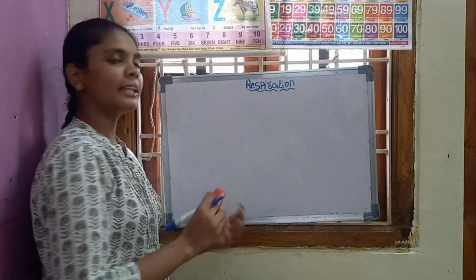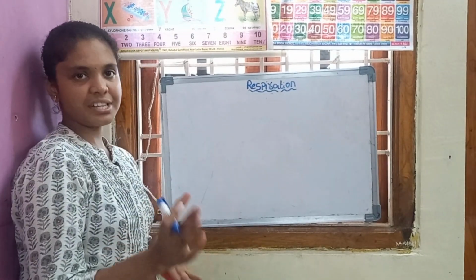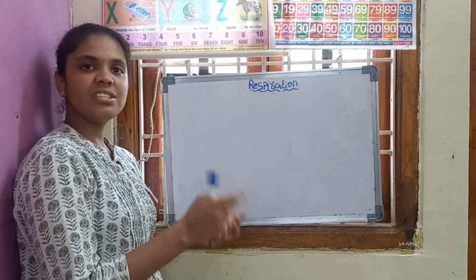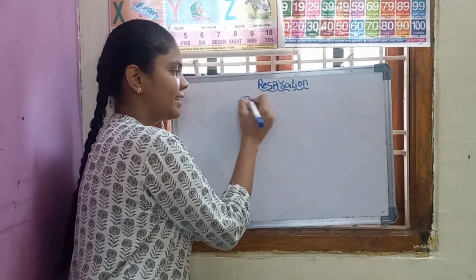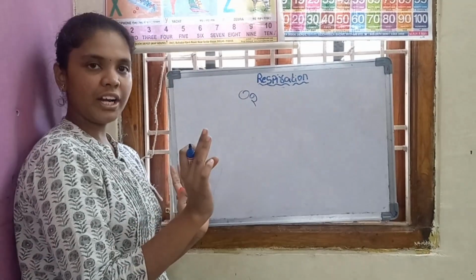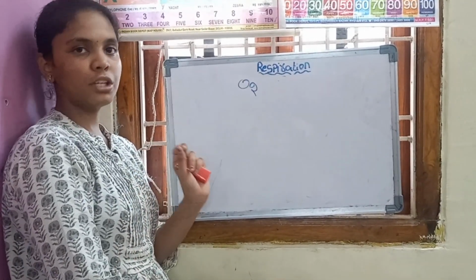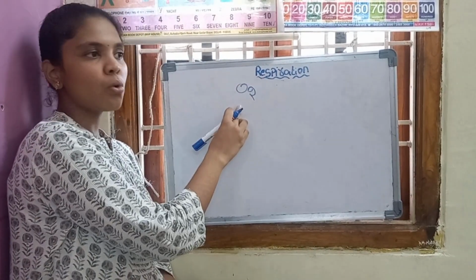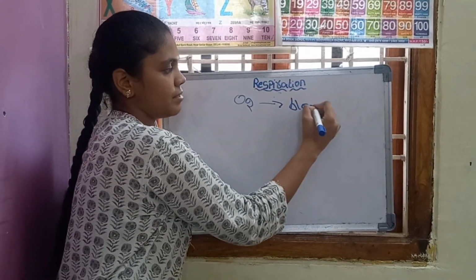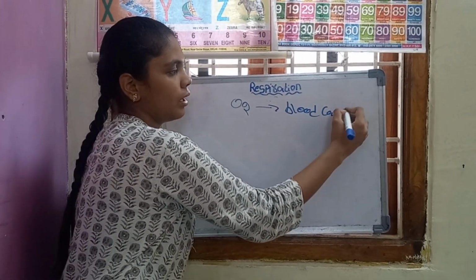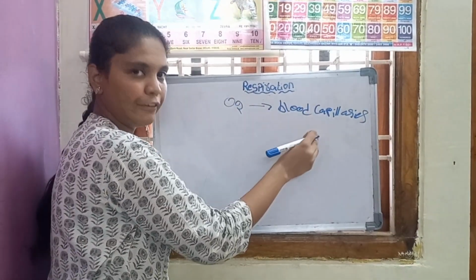And we are saying that in respiration, the O2 will enter the body and reach the cell. How is this oxygen going to reach the cell? We'll see now. Oxygen which entered our body is taken by the alveoli, which are the functional units of the lungs. And now this O2 will be diffused into your blood capillaries.